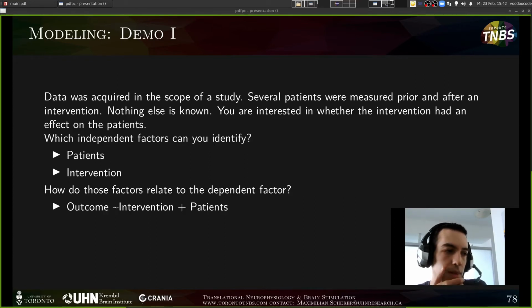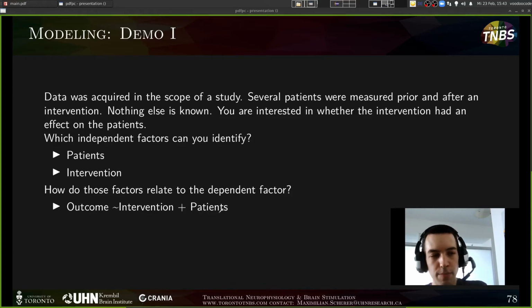In this example, outcome can be described as the effect of intervention and patients, for example. And if you would apply this model, you would basically look at what's the effect of the intervention on my patients and what's the difference between patients. But as I indicated a little earlier, this one is going to run into issues because you have to estimate a different effect for each patient.